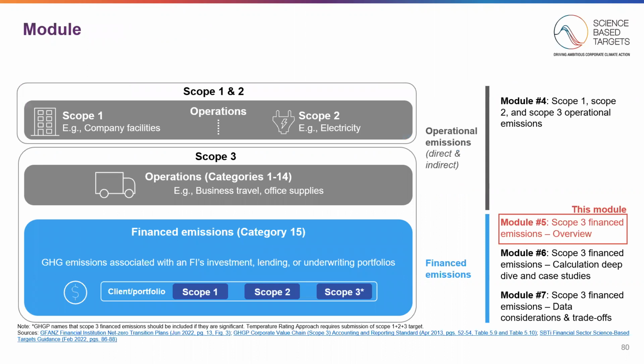As discussed in Module 3, emissions are classified into direct, Scope 1, and indirect emissions, Scope 2 and Scope 3. Scope 3 can be divided into those originating from the company's operations, or categories 1 through 14, and those originating from financed emissions, category 15. In modules 4 through 7, we will explore how to set targets for each of these categories of emissions.